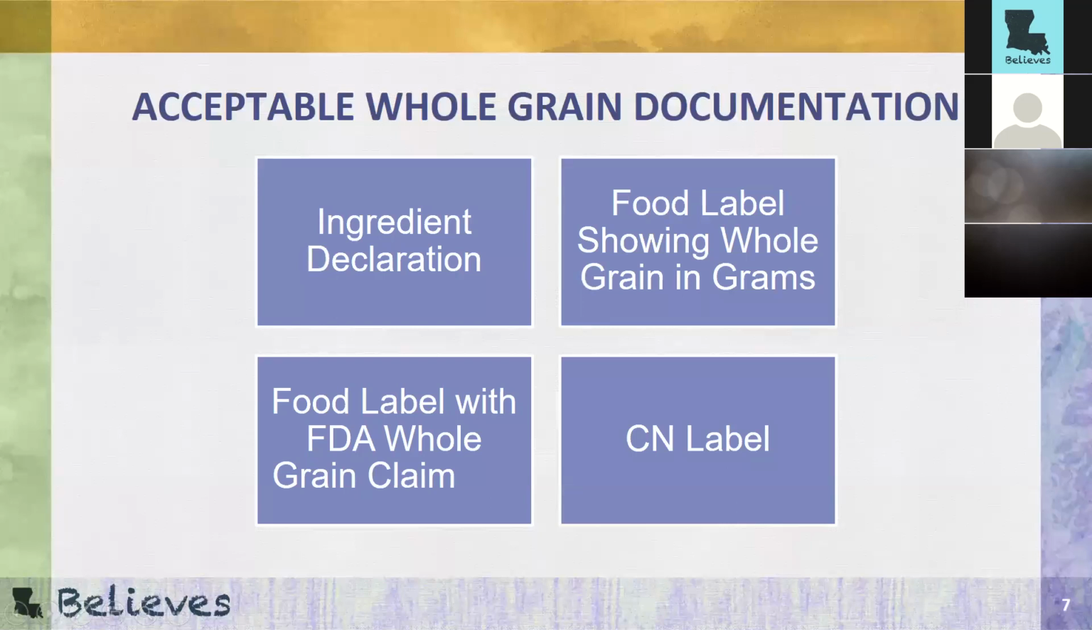So we have to have acceptable documentation that our product is whole grain. Some acceptable documents are an ingredient declaration from the product container that shows that whole grain is the primary ingredient by weight. You could use a food label that shows the amount of whole grain in grams for the appropriate serving size. You can get a copy of a food label that displays one of the FDA whole grain health claims. Or you can use a USDA authorized CN label for entree items that include whole grains.